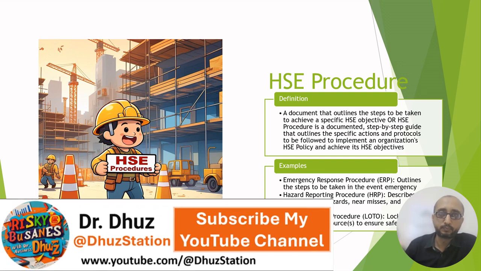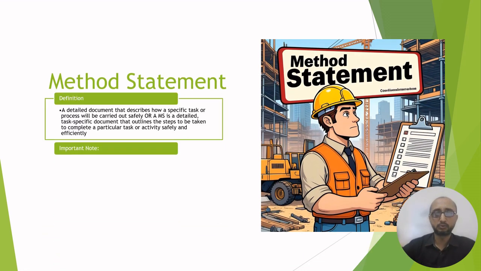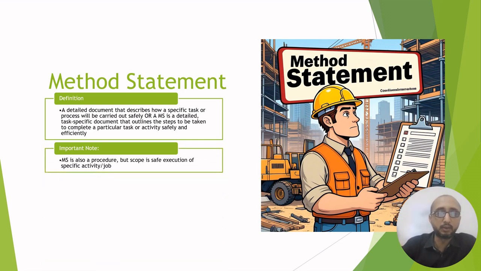Okay, now let's understand what method statements are. Method statements are basically a written document that outlines the steps or actions that we are going to take to ensure that any specific activity or job is conducted or executed safely. So basically a method statement is also a procedure, but the scope is limited to a single job, and the details in this procedure are more technical and in-depth. In the HSE procedure, the scope was broader. We were addressing the whole goal or objective of HSE, and in the method statement, we are focusing on a single activity and the details are more technical and in-depth.